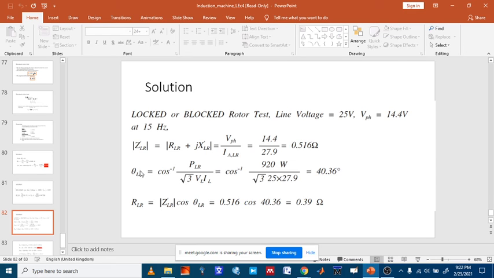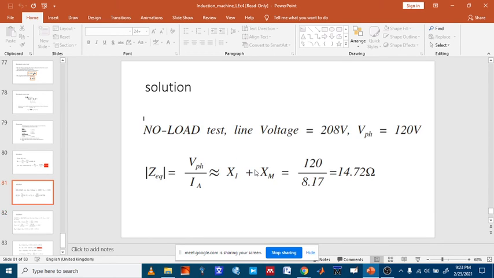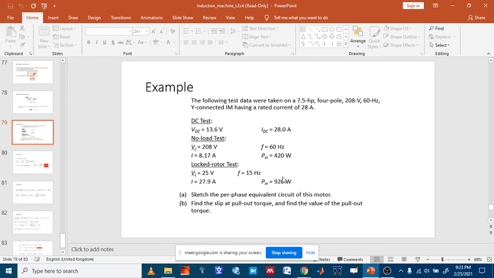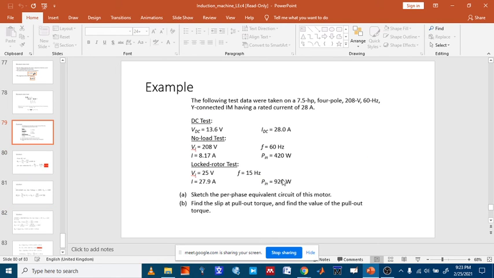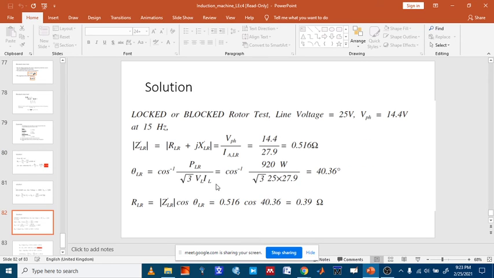So just use this relation to calculate for phi LR, the power factor angle for the lock rotor test. So cos phi, after doing the required substitution, we get PLR, which was given to be 920 watts, over root 3 VL, VL was given to be 25 volts, and IL was given to be 27.9. You get the angle to be this.